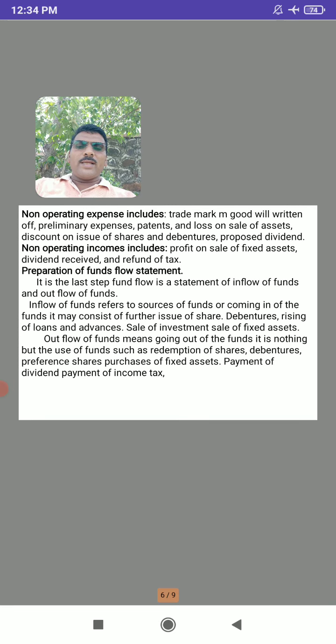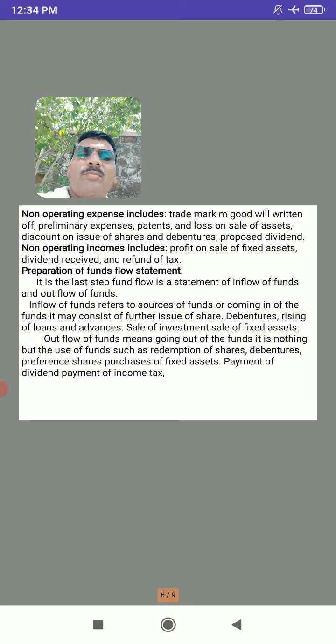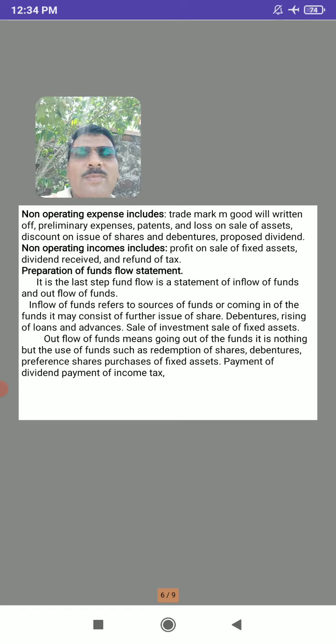And the non-operating incomes include profit on sale of fixed assets, dividend received and refund of tax. Next is the preparation of the funds flow statement. So the final step is the preparation of the funds flow statement. How is this funds flow statement prepared? It is the last step.